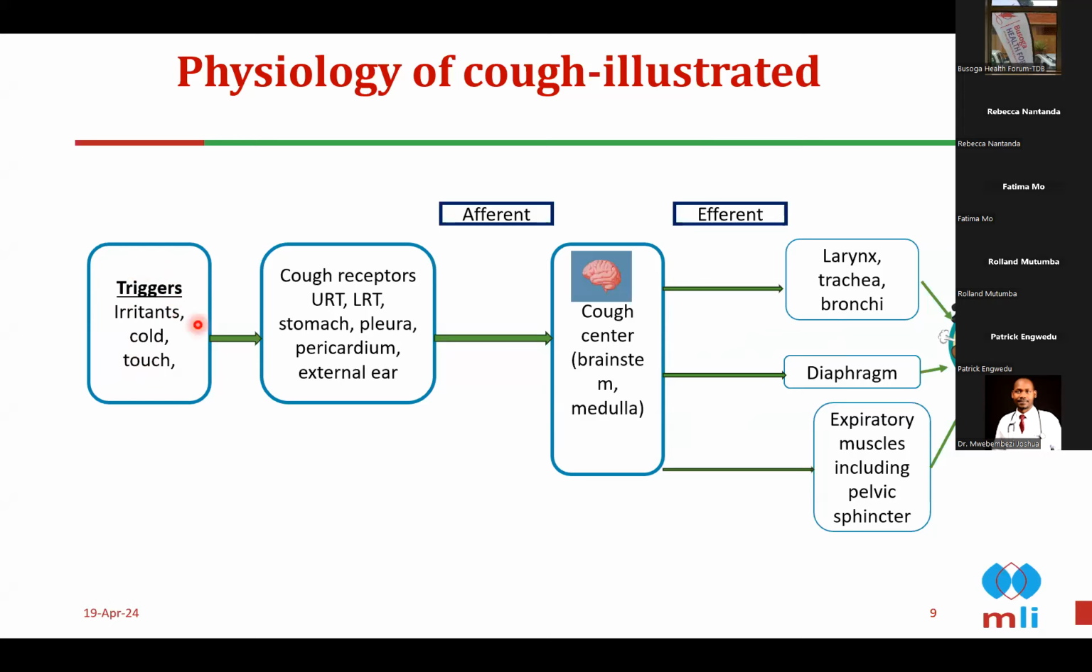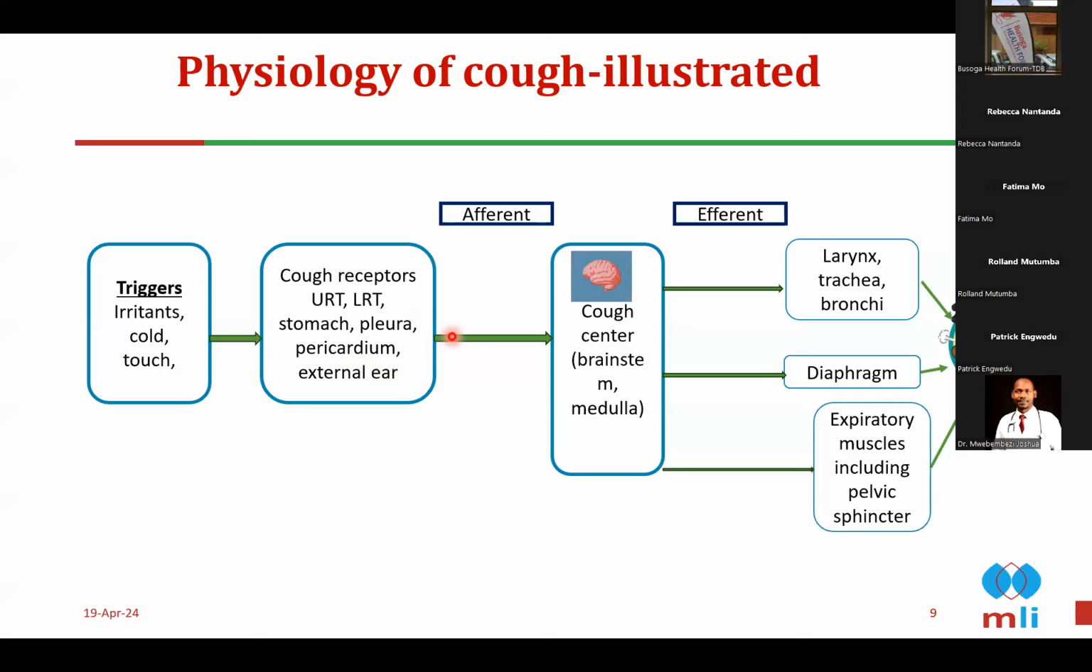So when you have the trigger entering the airway, and when I'm talking about the airway or the respiratory tract, it includes the pharynx, the ears, the larynx, the trachea, until you reach down into the bronchi. So anything that may irritate any of those areas will stimulate these cough receptors that I mentioned, which are in the upper respiratory tract, the lower respiratory tract, the stomach, the pleura, the pericardium, the external ear.